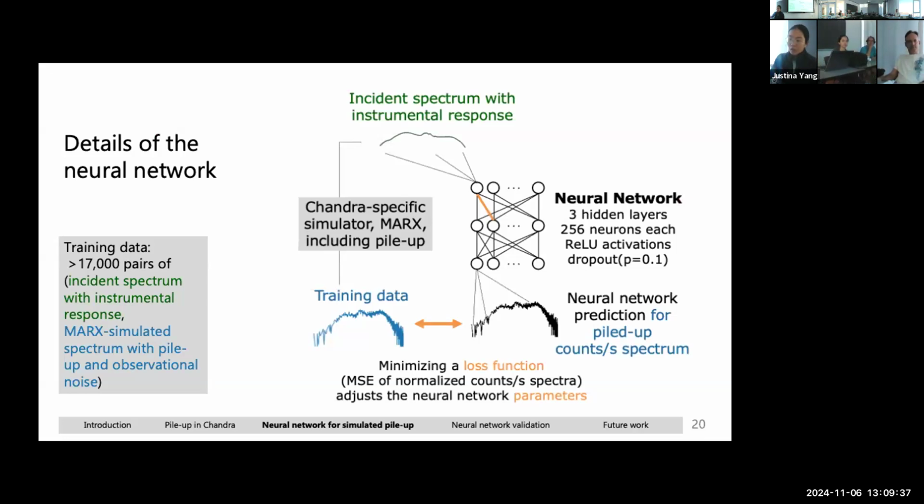Right. One thing I didn't mention is that these 17,000 sets of training data are all done with MARX simulations that have the same exposure time, same ARF and same RMF. They're all for point sources that are on axis. So there are a lot of other parameters that we could vary. With different ARFs, we would have a lot more training data, which would show the neural network piled up spectra from different stages in the mission when the ARF looked different.